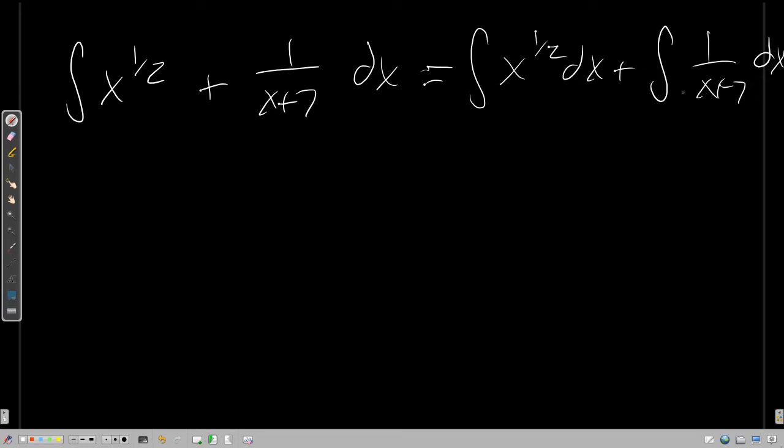Two integrals. Sorry, it's so sloppy right there. And then the first one we can do, the second one needs the substitution. We're going to substitute the x plus 7 and get a u. We're going to integrate that. It's going to give us natural log of u. We're going to end up with natural log of x plus 7.